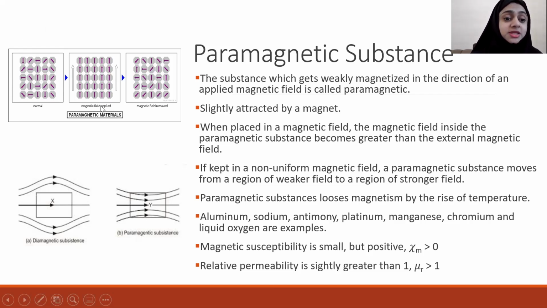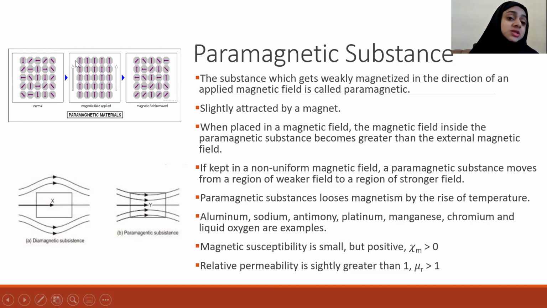Now, when we place the paramagnetic material in the presence of an external magnetic field, the dipoles, these individual molecules, will align themselves in the direction of the magnetic field. As you can see here, the magnetic field is upwards. So each of these individual dipoles gets aligned in that direction. Now, when you remove the magnetic field, what happens? When the magnetic field is removed, they again get arranged in a haphazard manner.